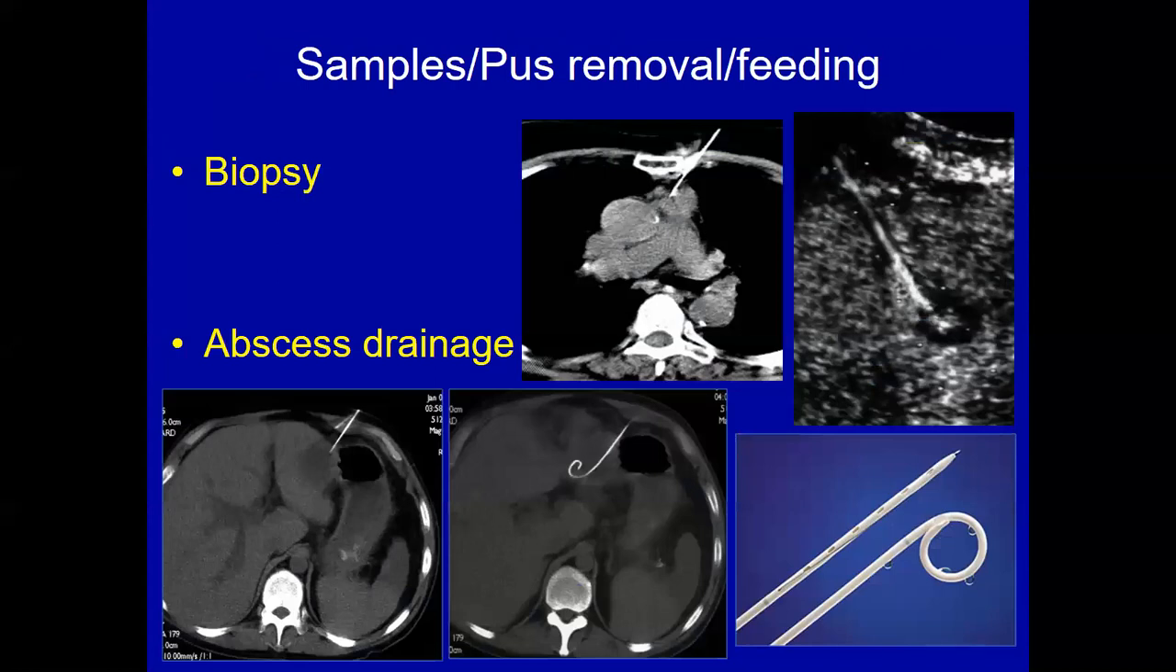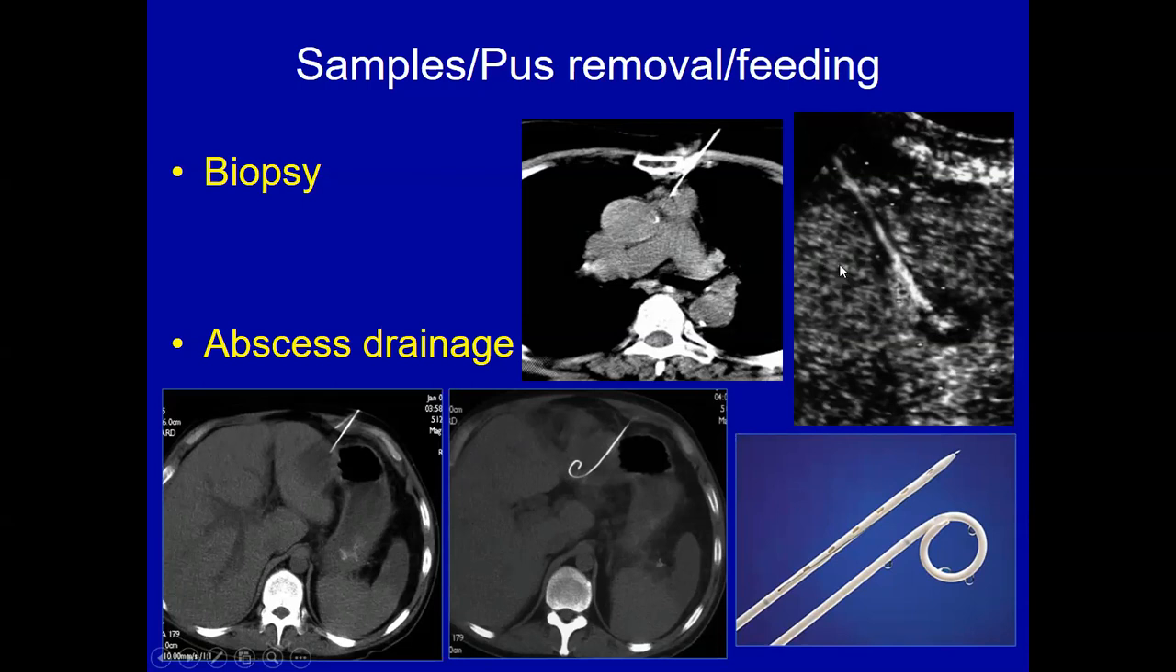Then we can take samples. So for example, this is a patient with a lymph node. And if you notice here, this is the sternum, this is the internal mammary artery, this is the aorta, this is the pulmonary artery, right and left pulmonary artery, and here we are placing a needle between the sternum and the internal mammary artery, away from the lung, into the lymph node, but avoiding the aorta and the pulmonary artery. This is under CT guidance.